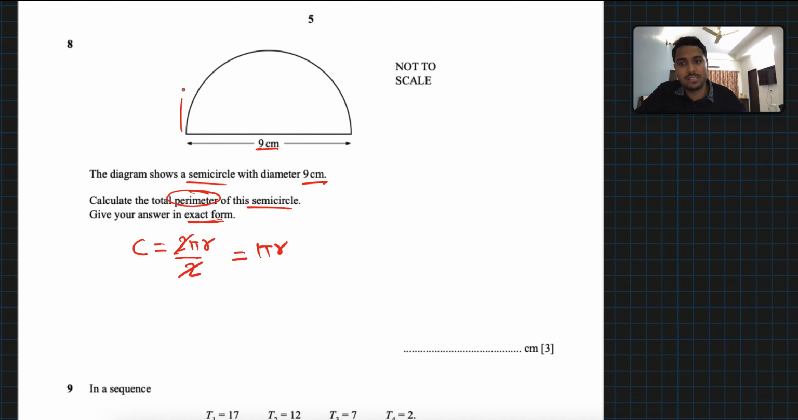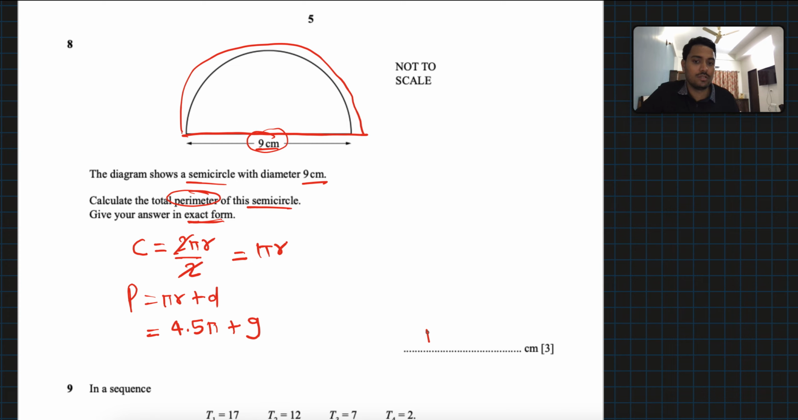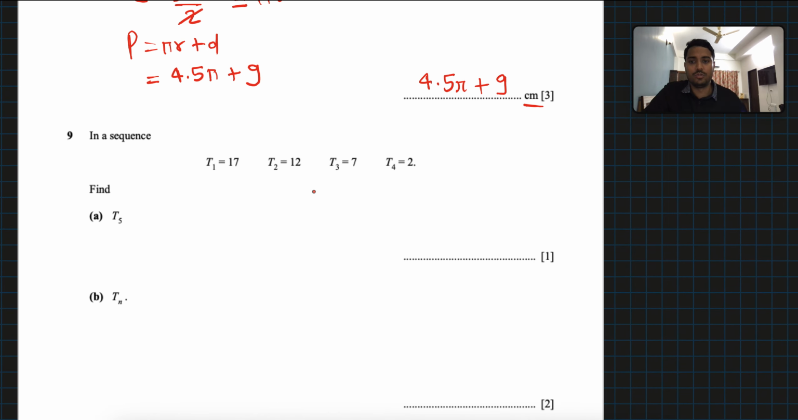So perimeter means this curved part plus this diameter. That means perimeter is going to be pi r plus d, where the radius is 9 by 2, so we can write 4.5 pi plus the diameter, which is 9. So this is going to be the answer, 4.5 pi plus 9 centimeters. So that's the answer for question number 8. Let's move on to question number 9 now.